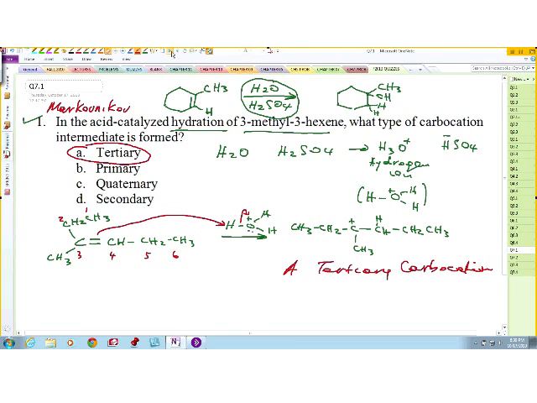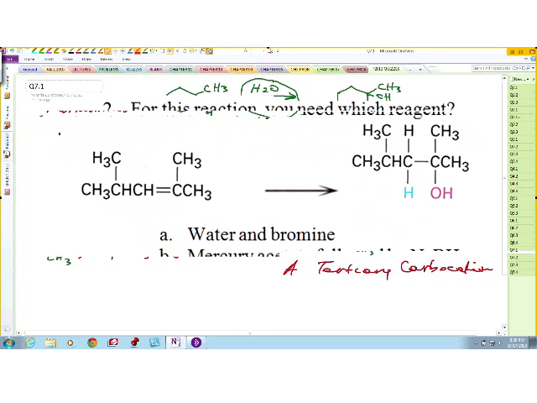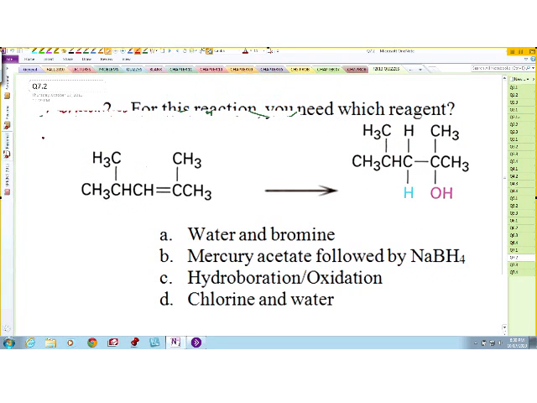Okay, so let us go to 2. Jero, can you read this for us? For the first reaction in the first phase. Okay, thank you. Okay, for the following reactions, you need which reagent?